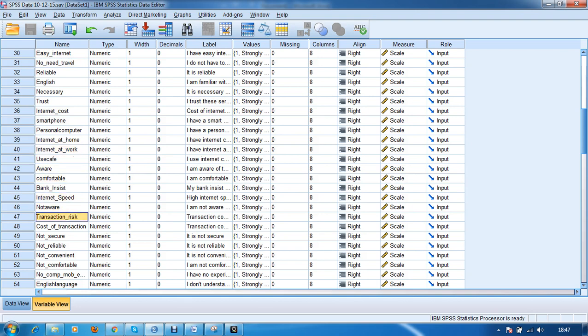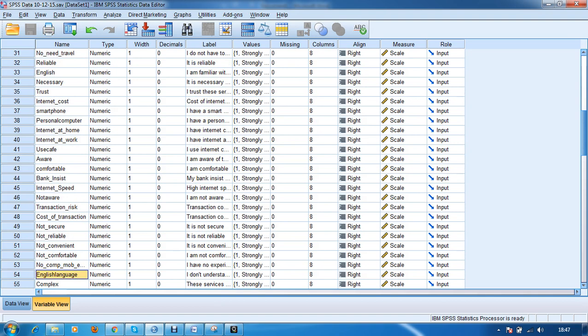In order to find also the factors that inhibit people from using electronic banking or technology banking services, I have included a number of factors. There is a transaction risk associated with use of electronic banking. Cost of transaction is very high. The electronic banking usage is not secure. It is not reliable, not convenient. It is not comfortable.